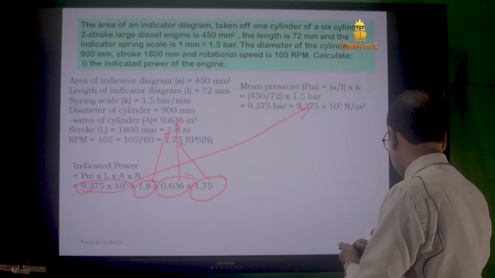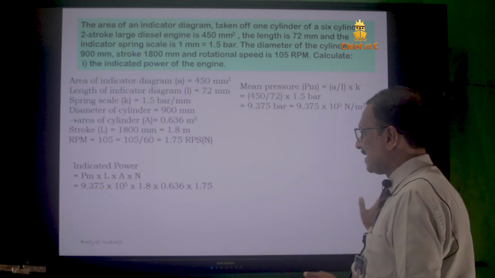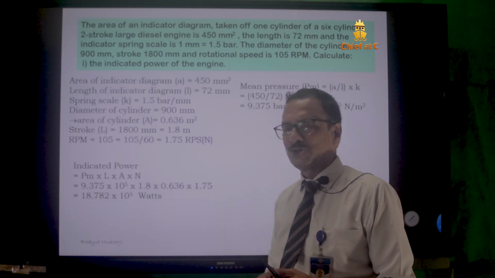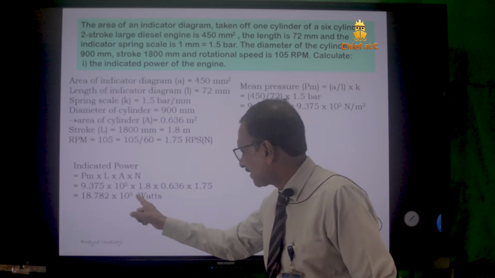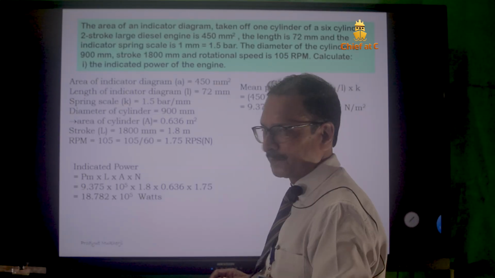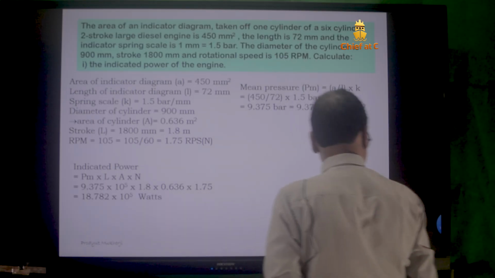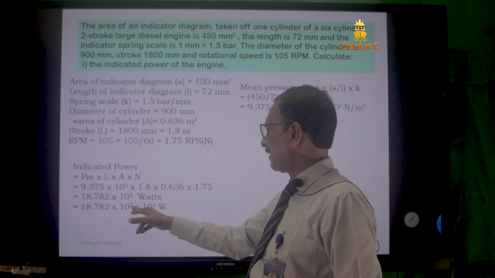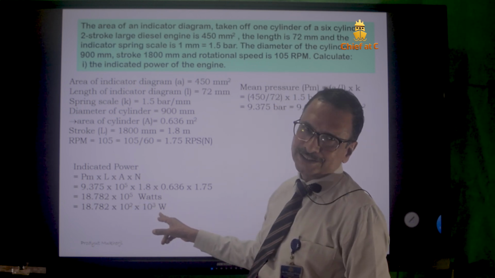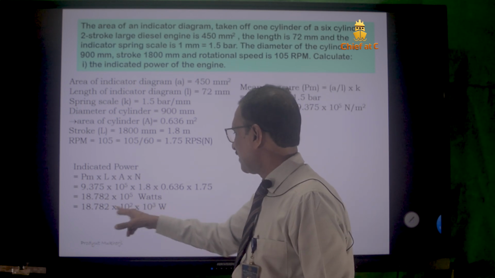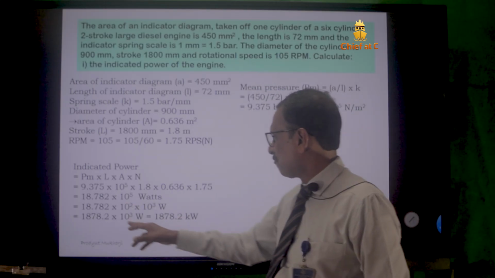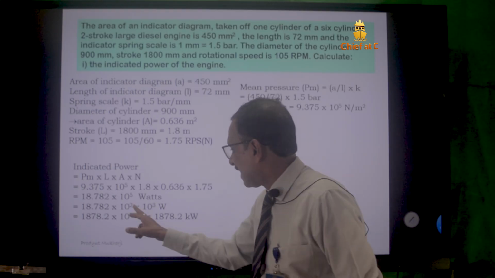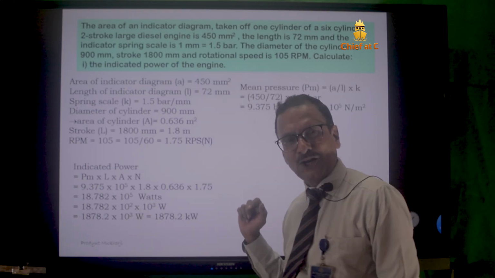So from this total we get the indicated power as 18.782 into 10 to the power of 5 watts. Let us break up the 10 to the power of 5. So 10 to the power of 5 watts, we break it up into 10 to the power 2 and 10 to the power 3. So 18.72 into 10 to the power 2 becomes 1878.2 into 10 to the power of 3 watts, and 10 to the power of 3 watts means kilowatts.